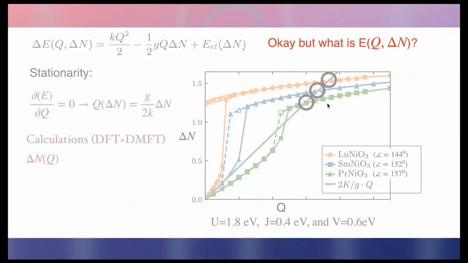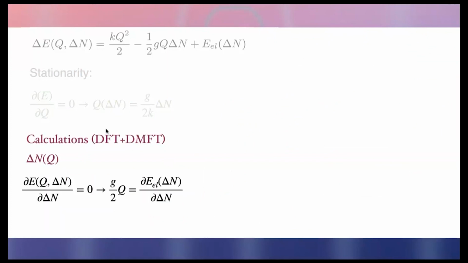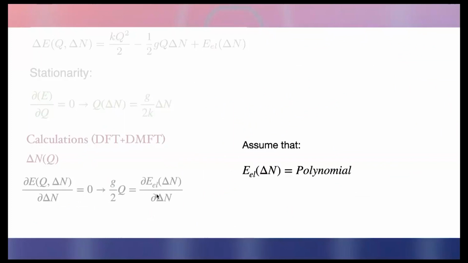Okay, so these plots are kind of interesting, but then the question was how do you actually define the energy within this functional formalism with respect to Q and delta n? And this is what's in this paper. And the basic idea is as follows. You can also impose stationarity with respect to delta n in this functional. So then you end up with this very simple thing.